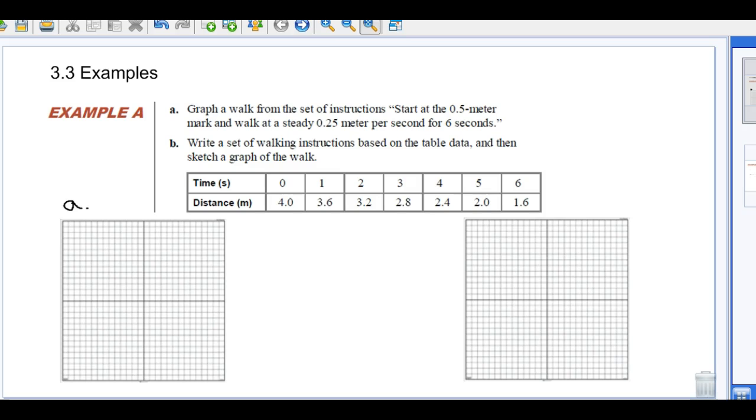Everyone, here are the 3.3 examples. Let's start off with example A, part A. Graph a walk from the set of instructions. Start at the 0.5 meter mark and walk at a steady 0.25 meters per second for 6 seconds.